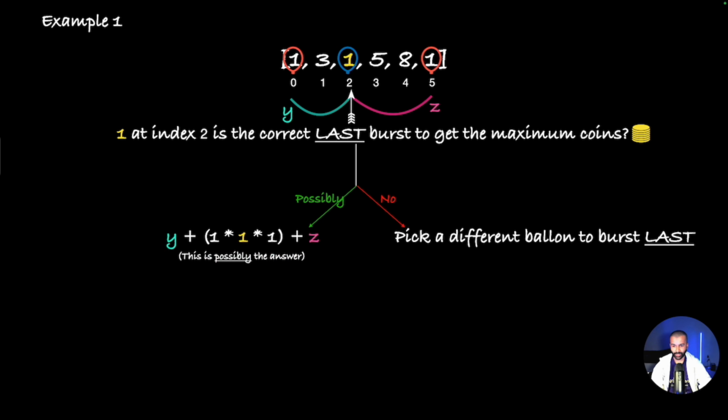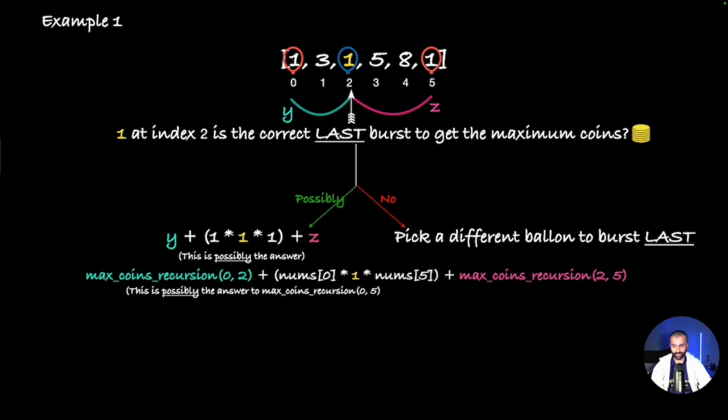Now, if I were to rewrite this a little bit with code, this is what it's going to look like. Y can essentially be the result of a recursion that takes in the index ranges 0 and 2 in this case. And if you add that with bursting our last balloon at index 2, and if you add that with z, which can be essentially the result of a recursive function that takes 2 and 5 as its left and right indices, then we could potentially come to our answer.